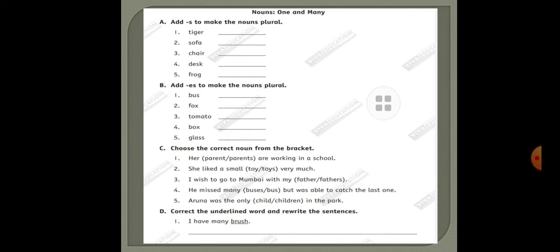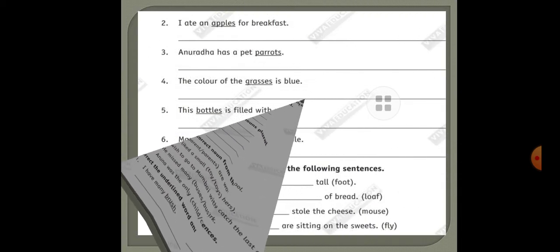So children, now a worksheet is given. What you have to do in this worksheet? Now worksheet number 1, you have to add s to make the noun plural. In the first question you have to make plurals by adding s, and in the second question B, you have to add es to make the nouns plural. And C, choose the correct noun form from the bracket. Two nouns are given in the bracket. You have to read the sentence and choose the correct one. And D part, correct the underlined words and rewrite the sentence. What you have to do in this exercise, children?